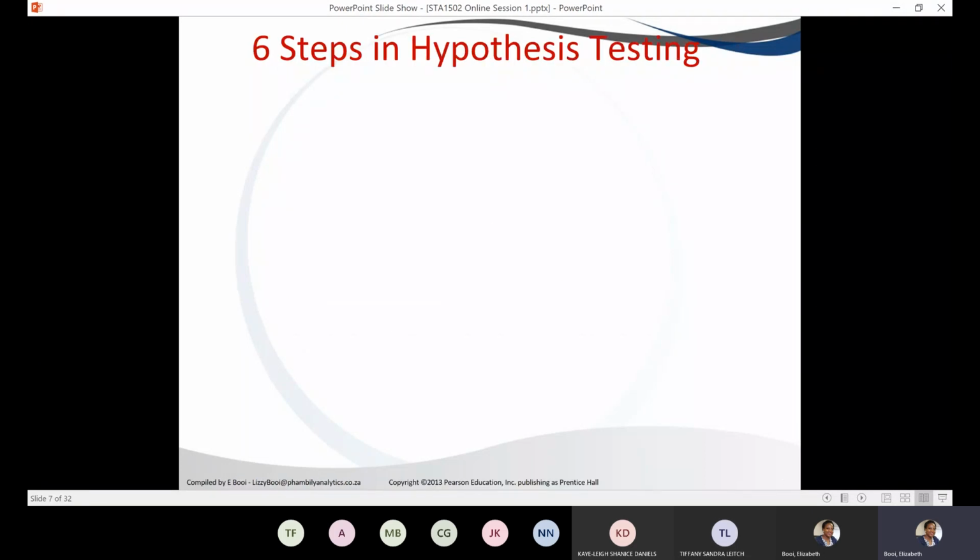Okay, so when we talk about hypothesis testing, actually, there are 6 steps that you need to know before you even start calculating anything. So if you can master these 6 steps, then you can answer any question in the exam or on your assignment when it comes to hypothesis testing.